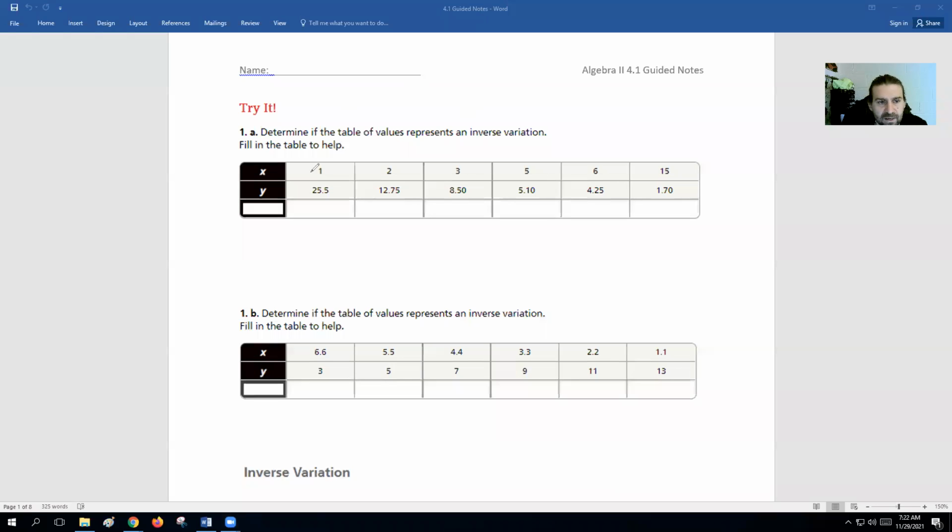All right, let's see if you guys got this right. So if we did x times y here, 1 times 25 and a half is 25 and a half.